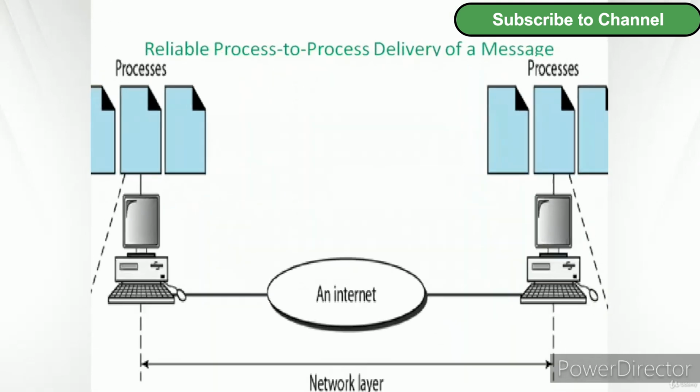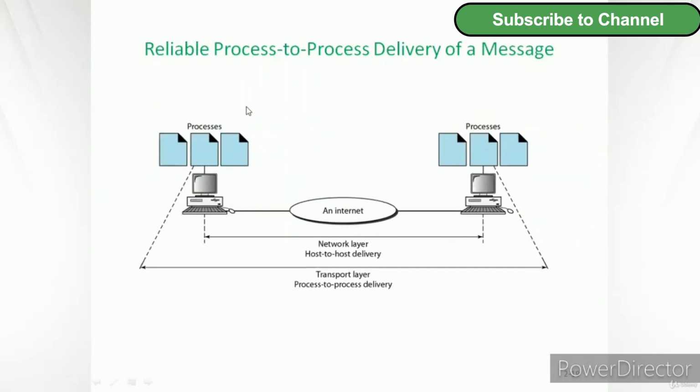Now, next one: reliable process to process delivery of the messages. You can see this one is the sender and this one is the receiver, or this computer communicates with this one. As we know, so many processes are running on this computer at the same time. Here the computers are connected by the internet, and at the network layer, host to host delivery is there.